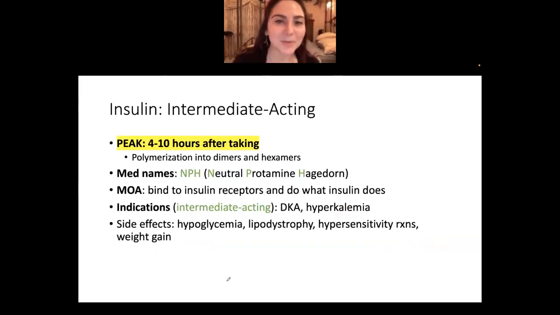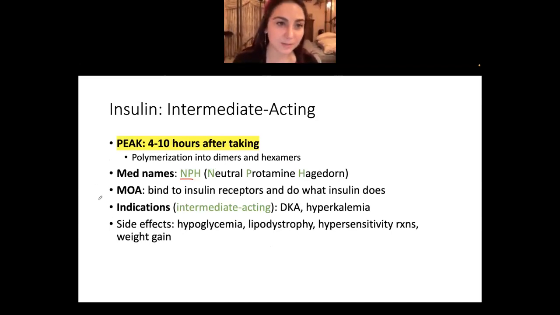All right. Your intermediate acting, so this is 4 to 10 hours later. You can take this one time in the morning and then have 4 to 10 hours. You get the polymerization; it lasts longer. This is your NPH. NPH stands for neutral protamine hagedorn. I have no idea. They won't do that to you on questions. They'll call it NPH. For some of the lipid drugs I'm going to talk about at the end, they will do that to you. You need to know the full name. I put on there which ones you should definitely know the full names for, because I've gotten questions wrong before because I had no idea what the full name was. So this is not one of them. I don't think they're going to call it neutral protamine hagedorn. They'll call it NPH.